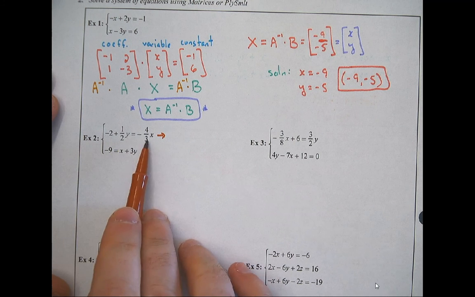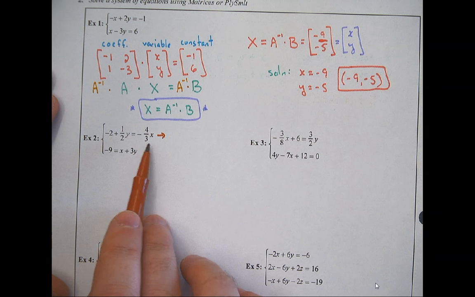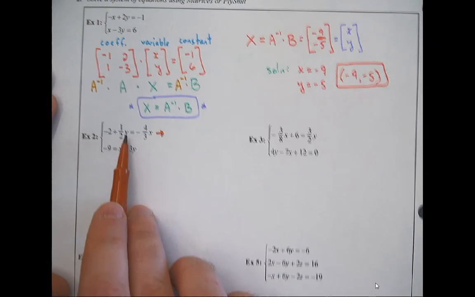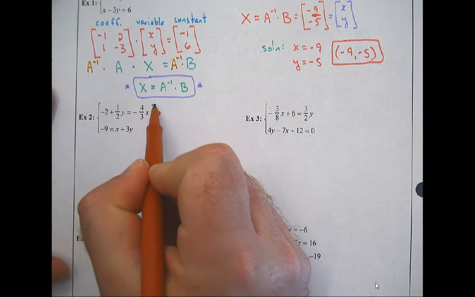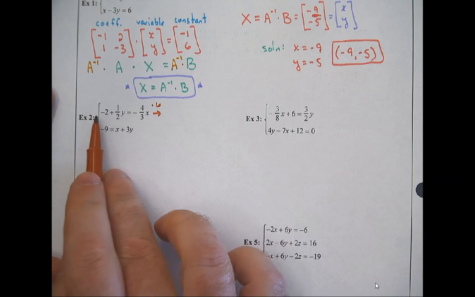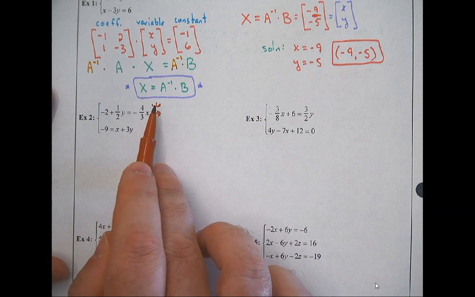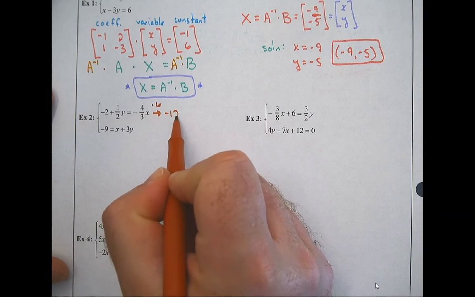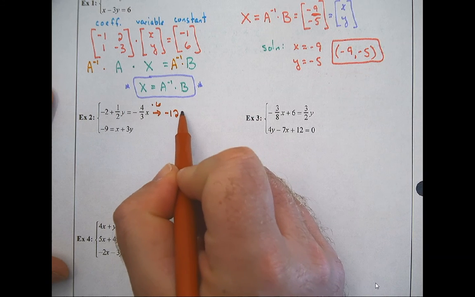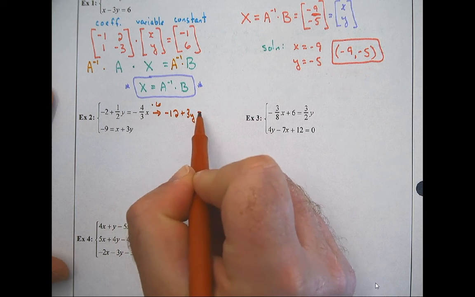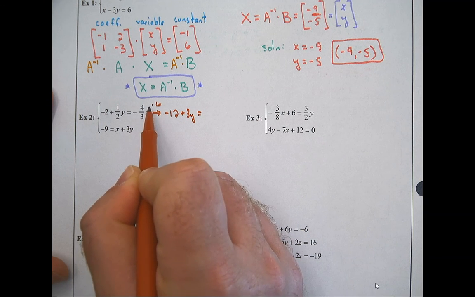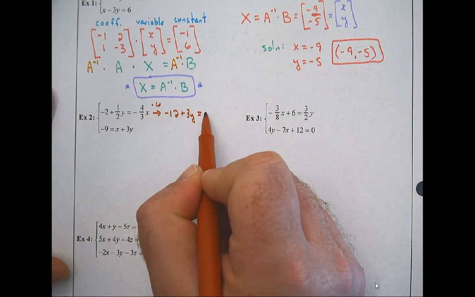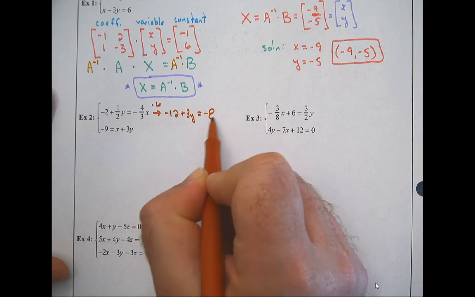All right, what could I do to clear out these fractions? Times by, what number could I times by that would clear out a divide by 2 and a divide by 3 in one move? Well, hopefully you said a times by 6. Now remember, you have to times everything by 6. So 6 times negative 2 is negative 12. 6 times 1/2 is 3 with the y. 6 times negative 4/3. So the 6 divided by 3 is 2. And then the 2 gets times by a negative 4. So that would be negative 8 with the x.